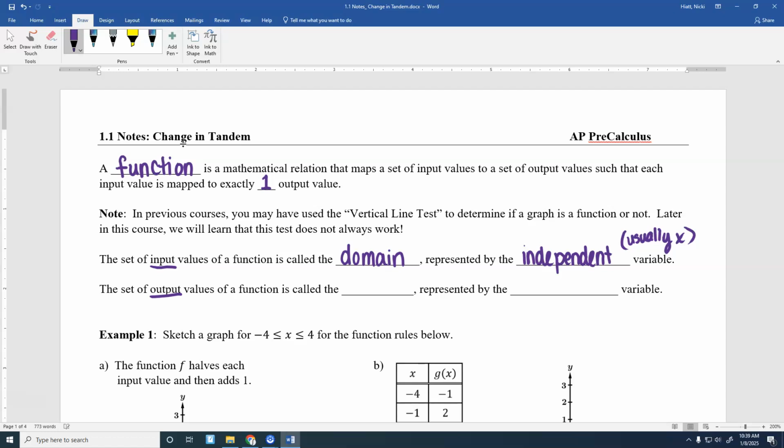The output values, the values you get out, that is called your range. And that's represented by the dependent variable. And it's usually Y, or they'll use function notation a lot. They'll use like an f of x or g of x or something like that. So those are typically what you'll see. But they could change letters to anything that they want.